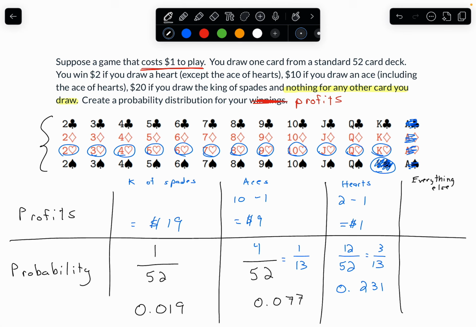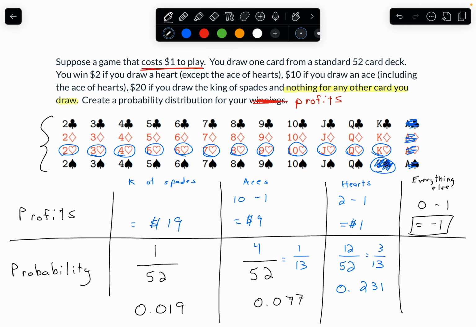You didn't win anything, so we won a total of $0 minus the $1 cost to play. We actually end up with a profit of negative $1. So actually, let's get rid of that because that might be potentially confusing. Let's just say negative $1 is my profit there, which means I lost $1, which is no good. That's obviously a situation that I want to avoid, but it is a potential outcome of this game.